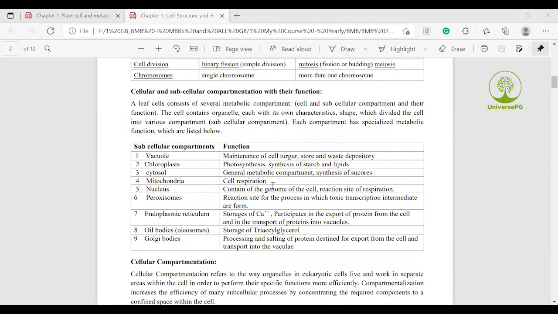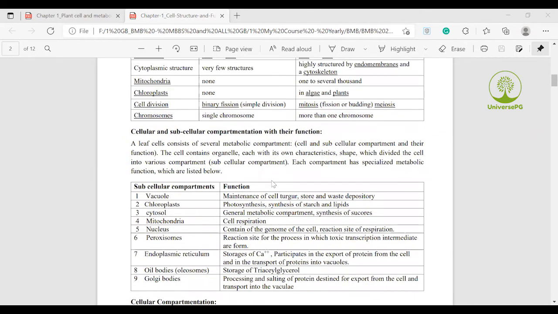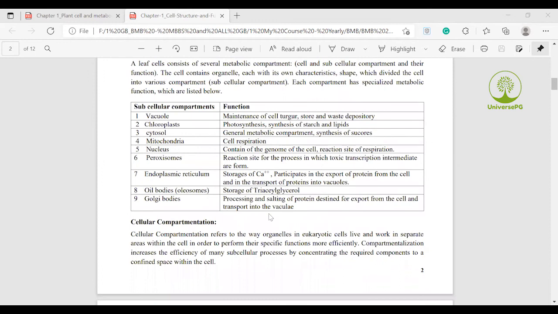Our next topic today is cellular and subcellular compartmentation with their functions. In this part, we have to read cellular compartmentation. Cellular compartmentation refers to the way organelles in eukaryotic cells live and work in separate areas within the cell in order to perform their specific functions more efficiently.